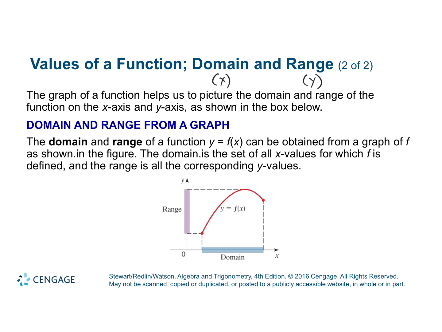So how do you find the domain and range from a graph? Again, the domain would be the x values and the range would be the y values. Let's read what it's stating. The domain and range of a function y equals f of x can be obtained from the graph of f as shown in the figure. The domain is a set of all x values for which f is defined, and the range is all the corresponding y values. So the domain would be from where the points start to where the point ends.